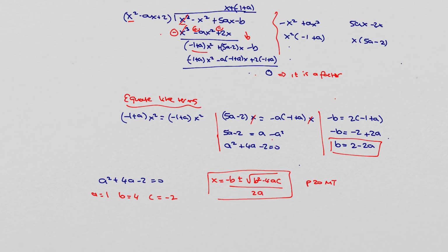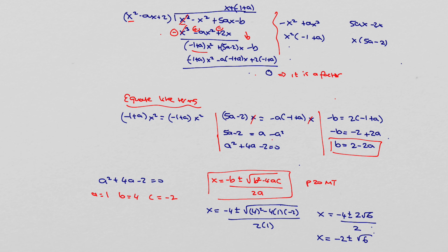So if we sub in, we end up with x is equal to minus 4 plus or minus the square root of 4 squared minus 4 times a times c, all over 2 times 1. And therefore that gives me x is equal to minus 4 plus or minus 2 root 6, all over 2, which simplifies down to x is equal to minus 2 plus or minus root 6. And sorry, I shouldn't be saying x there, I should be saying a.